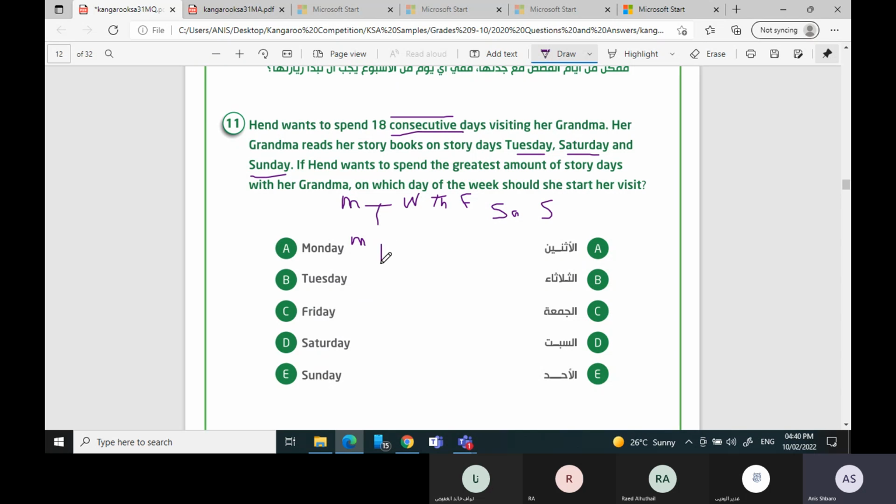Monday, Tuesday, Wednesday, Thursday, Friday, Saturday, and of course, Sunday. So now 14, we have 4 days more. So Monday, up. There's no story to be told on this day. Tuesday, Wednesday, and Thursday. Okay, 7, 14, 15, 16, 17, 18.